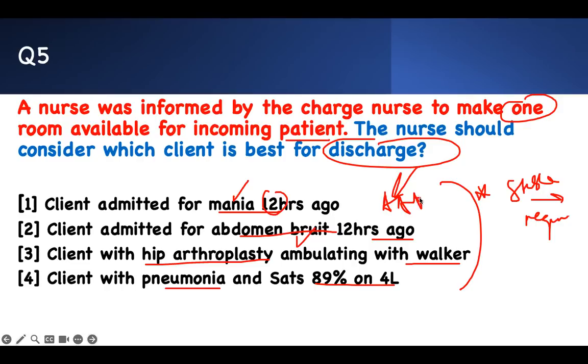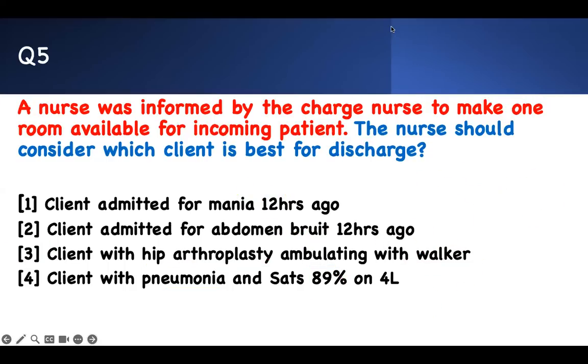AAA, abdominal aortic aneurysm. It's going to rupture. You can go home. Arthroplasty and you're walking, usually 2 to 3 days. As soon as you start walking, that's the key. You walk and you go home. So this patient should be ready to go home. Pneumonia, 89, south of 89 on 4 liters is not ready to go home. So 3 can go home and we can make the bed available.